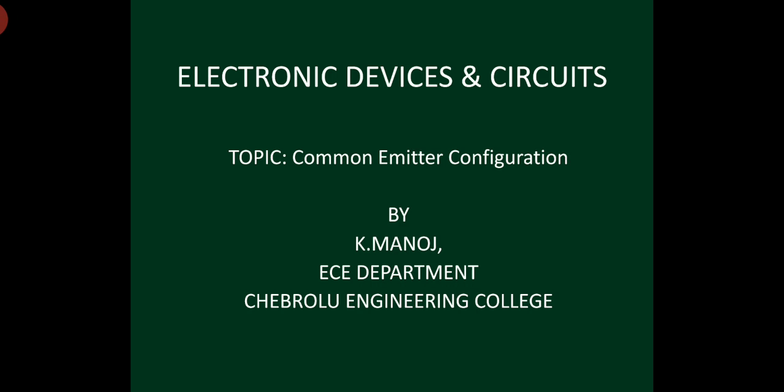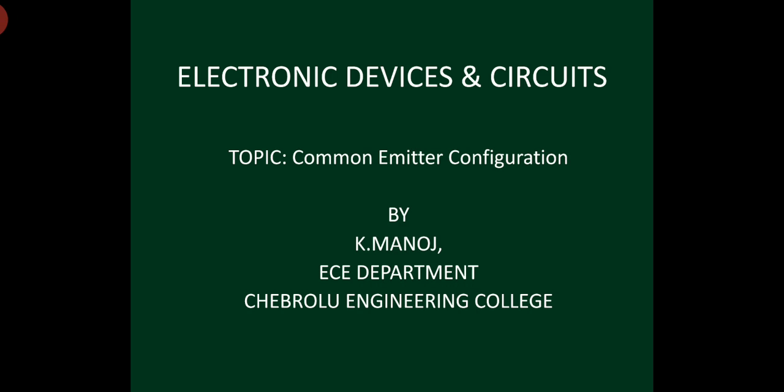And today's topic is common emitter configuration. As we know, a transistor is a three-terminal semiconductor device which has the capability of amplifying the input signal. A transistor can be configured into three configurations: common emitter, common base, and common collector. Of these, today we are going to deal with common emitter configuration.